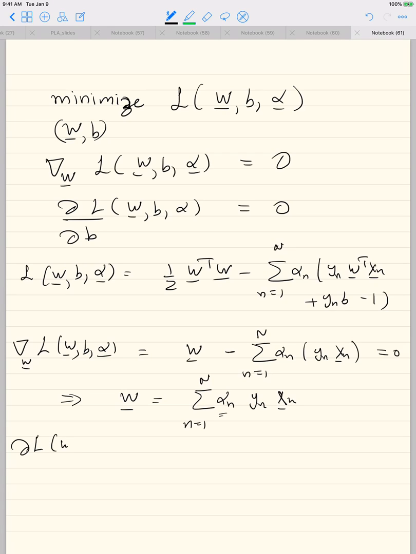Similarly, if we set the partial derivative to 0, if we take the derivative of the Lagrangian function with respect to b and set it to 0, you can see that there's only one term that depends on b, and that would imply that simply the summation of n going from 1 to n of alpha n yn equals 0.